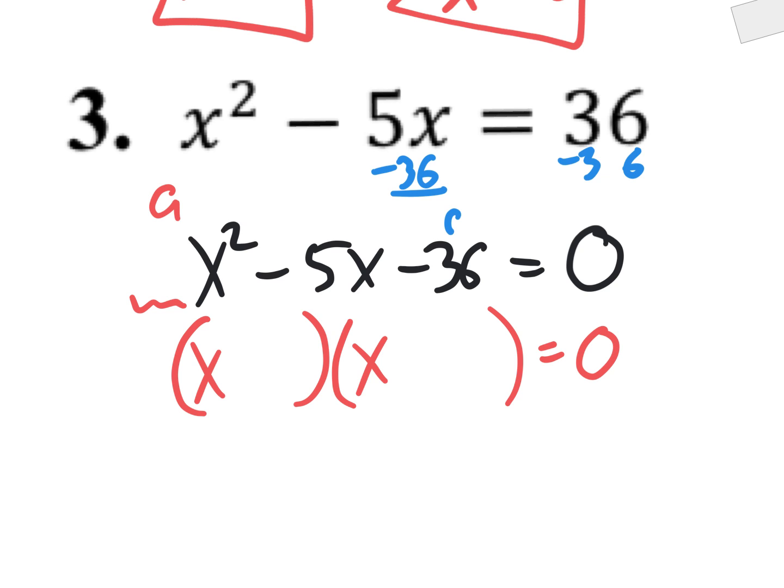And what times what is my c value of negative 36? Let's make a list. Negative 1 times 36, and 1 times negative 36, negative 2 times 18. By the way, if you ever get stuck on the multiplication, get a calculator and just go like 36 divided by negative 2. That'll give you the 18. Negative 3 times 12.